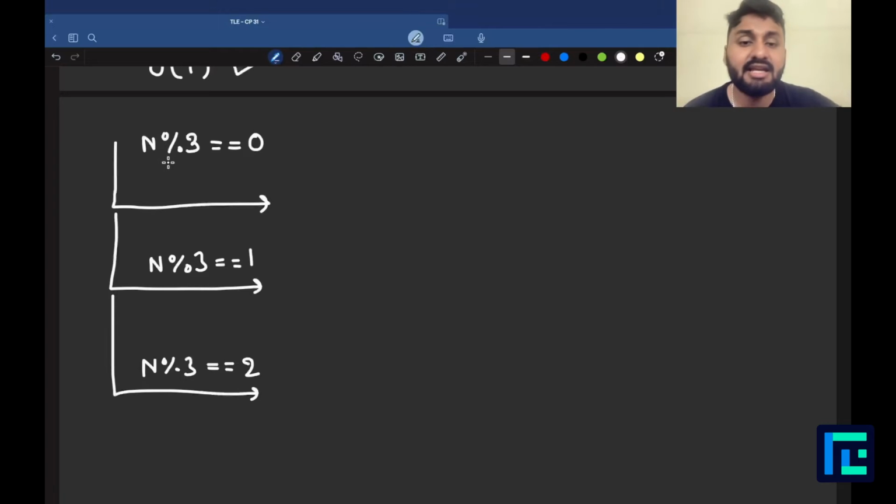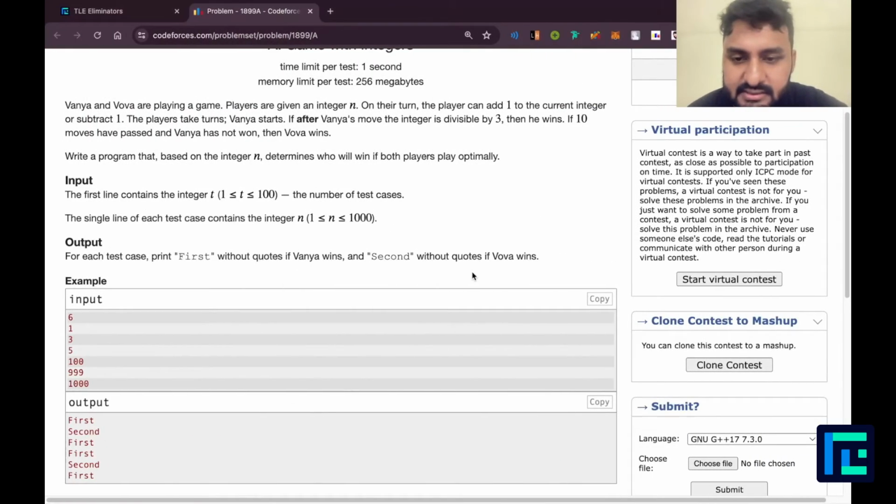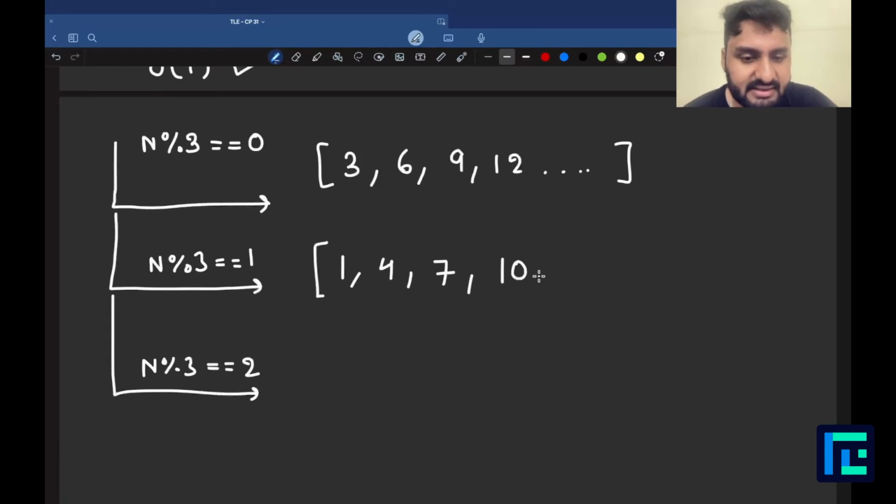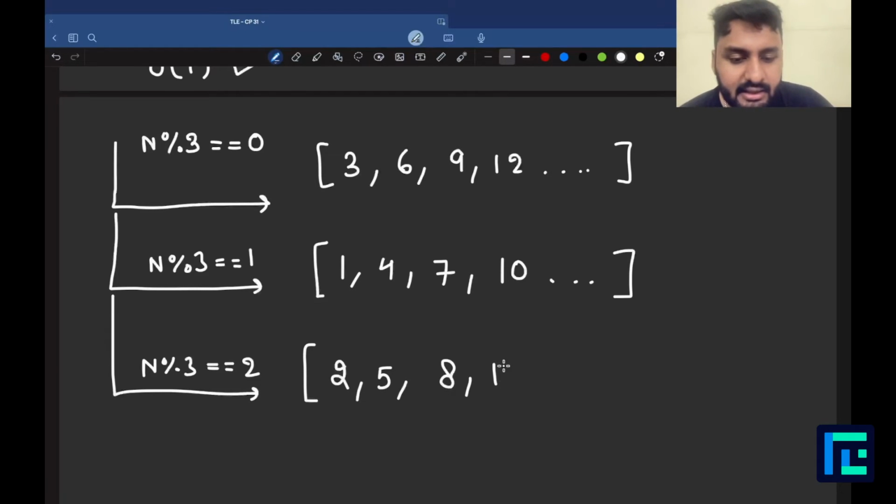What are the examples? If I say n mod 3 is equal to 0, that means numbers look like, let's say 3, 6, or can n go 0 in this case? No, n is starting from 1. So I can say 3, 6, 9, 12, and so on, all the multiples of 3. What about the next case? If n mod 3 equal to 1, then this can be 1, 4, then I add 3, this is 7, then this is 10, and so on. Similarly, what about these examples? This can be 2, 5, 8, 11, and so on.